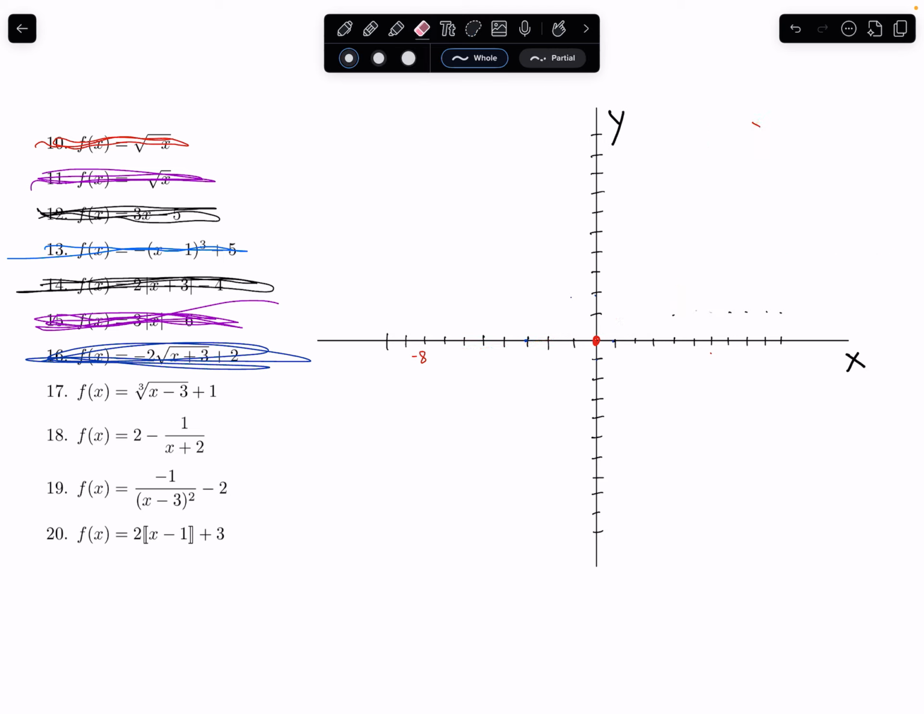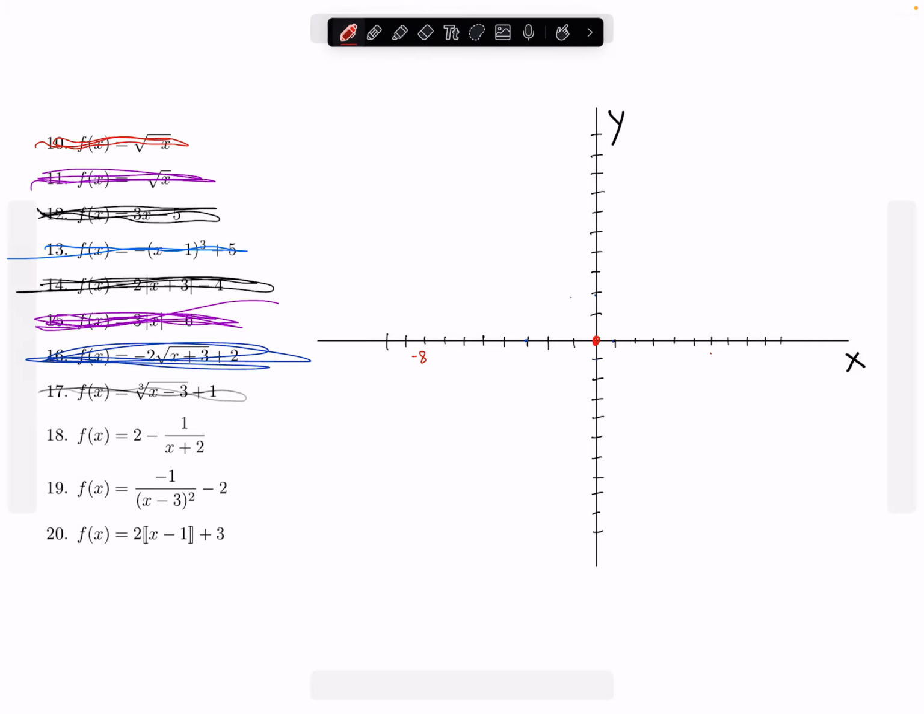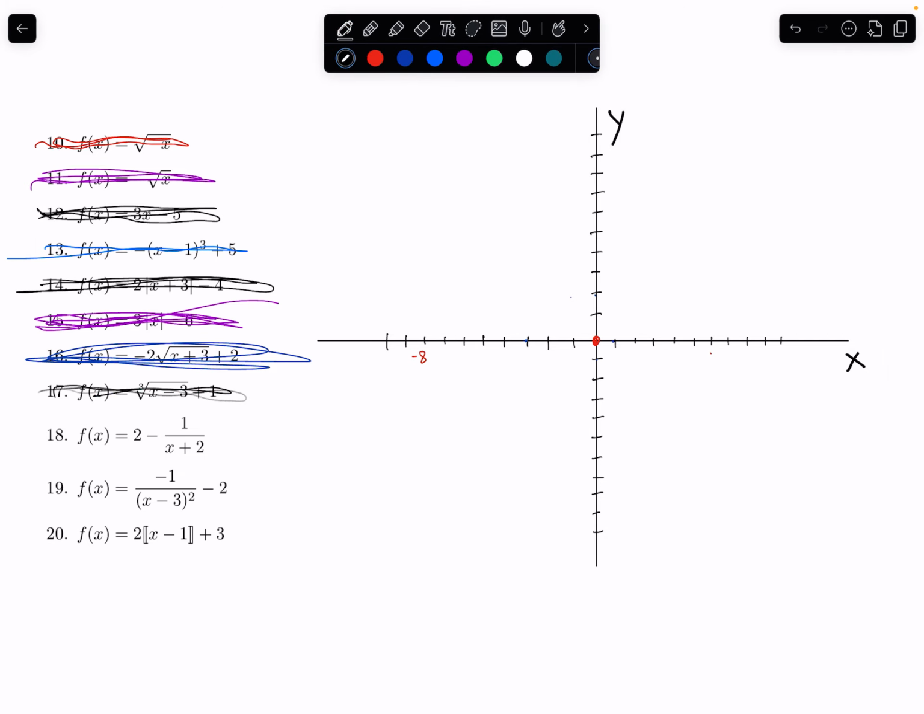So that one was number 17. Now to number 18. Okay, what's the underlying function for 18? Looks like it's 1 over x. Do you see that? It's 1 over x.